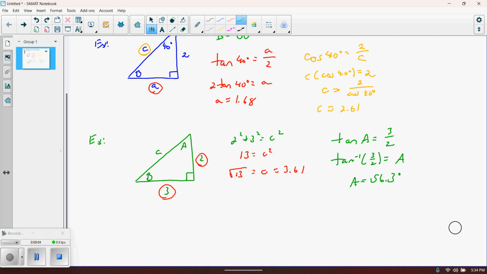And then I can do the same thing for finding angle B. Just know that this time the opposite and the adjacent are different. They switch. Because if I'm looking at B, the opposite is now 2. So the tangent of B is 2 over 3. So taking the inverse tangent of both sides will give me B equals the inverse tangent of 2/3, which has an approximate value of 33.7.